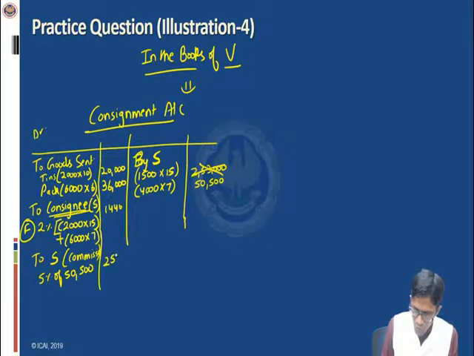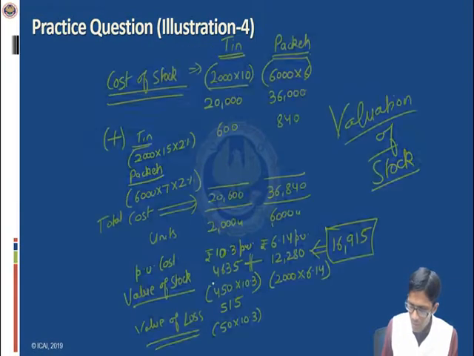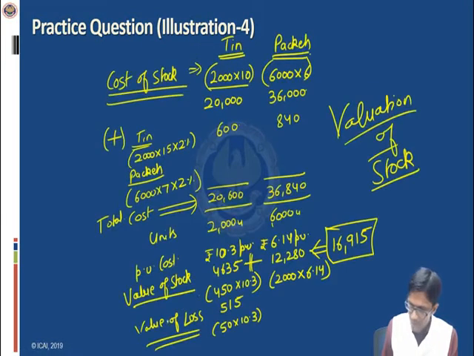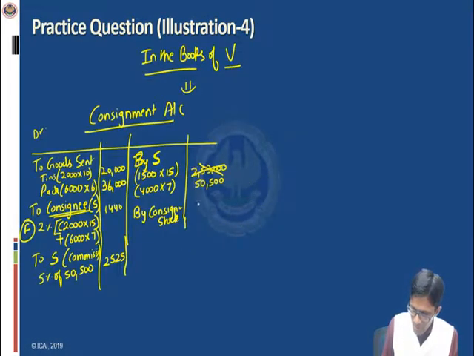It is rupees 2525, right? Okay. What else is remaining? One more thing that is remaining is the entry for stock, by consignment stock. So what is the value of consignment stock? We have already made a good amount of calculation for that. It is 16915. So let us enter this amount, 16915. Is there anything else remaining?